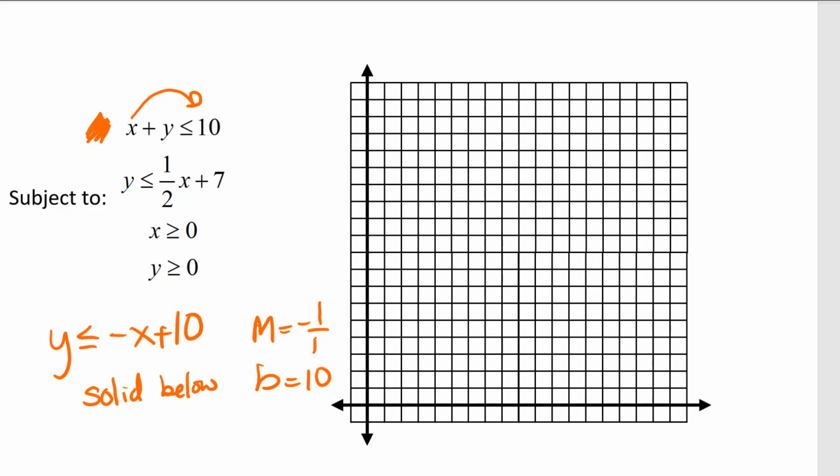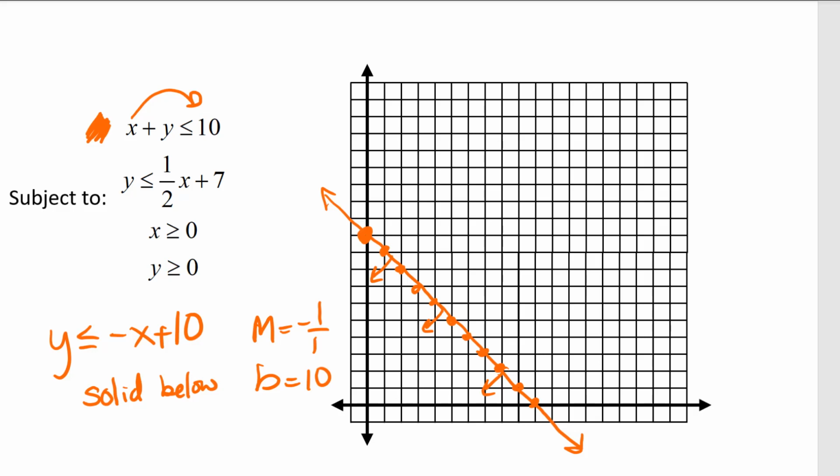So I'm going to go to 10, 1, 2, 3, 4, 5, 6, 7, 8, 9, 10 on my y-axis. Then I'm going to go down one, right one, down one, right one, all the way off my picture. I can draw a solid line here, and I'm going to shade below. So I'm just going to put some arrows to the below side and move on to my next problem.